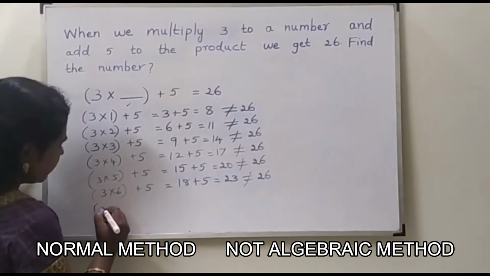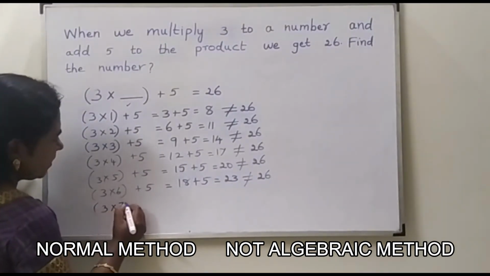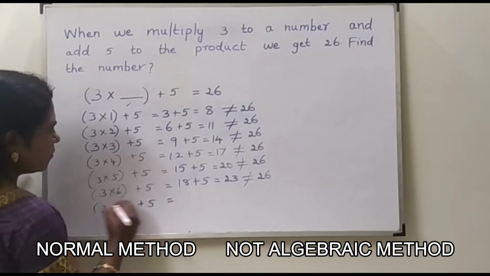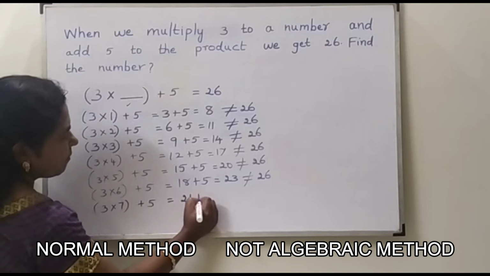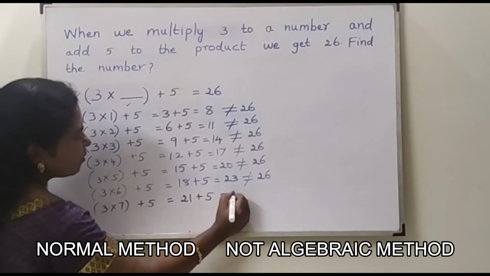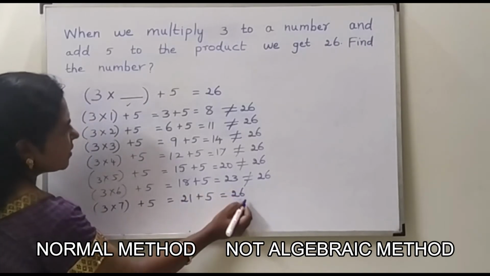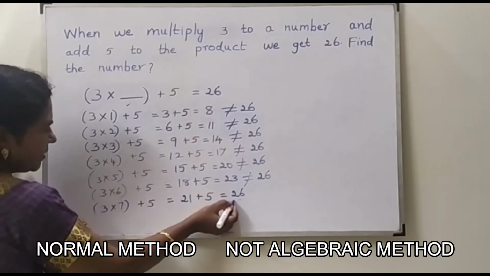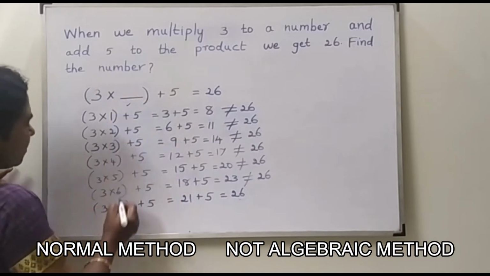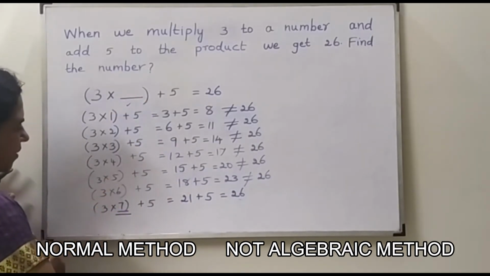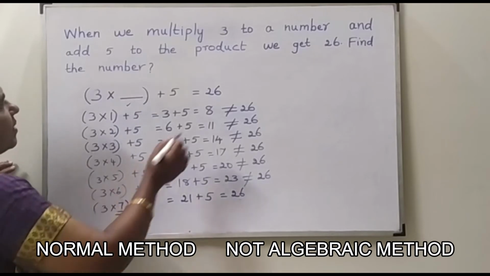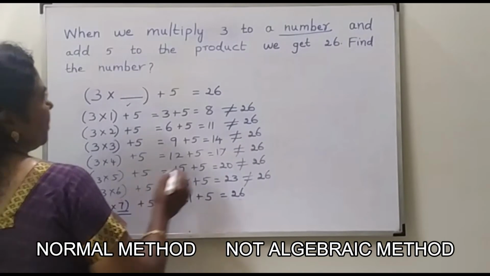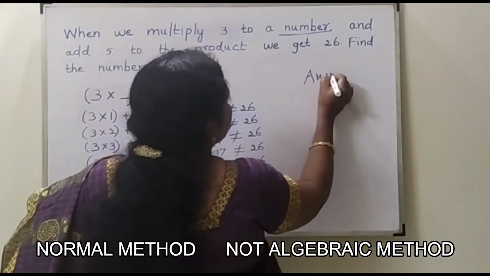Now the next, 3 into 7, that is 7 in this place, plus 5, which is equal to 3 7s are 21 plus 5, which is equal to 26. Now this is the required answer. So we have got the same answer, and in this place we have substituted the number 7. It means that the number we have to find is 7. So the answer is 7.